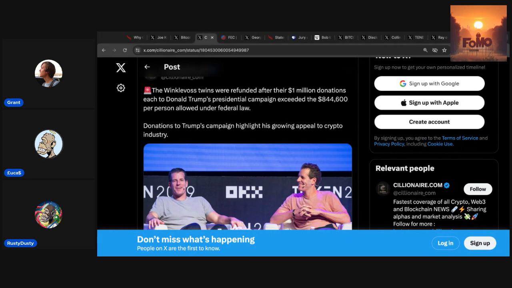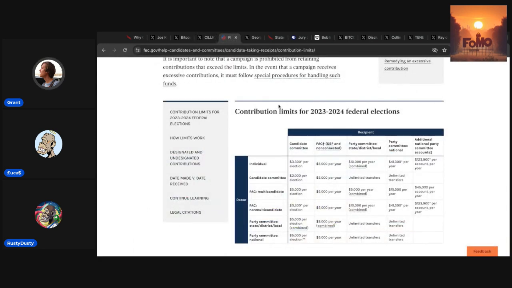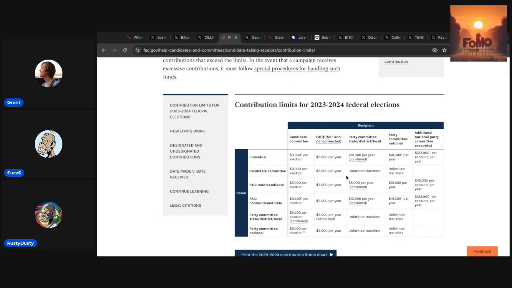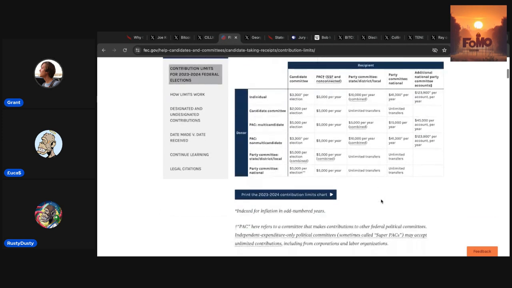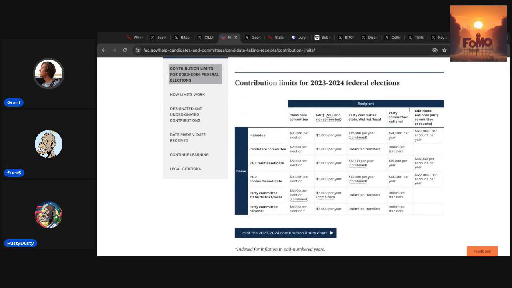Well, wait, let's stick on this Winklevoss thing for just a second. So they grab headlines for giving $1 million, and then bam, it goes back, right? They were refunded their $1 million because they exceeded the, I don't even know what this number is. Where does this come from? If I go look at federal contribution election limits, I don't get it. Like, where is this $844,000? What does this even mean? Like, I don't see this anywhere on here. I don't know. I thought the limit was $5,000.